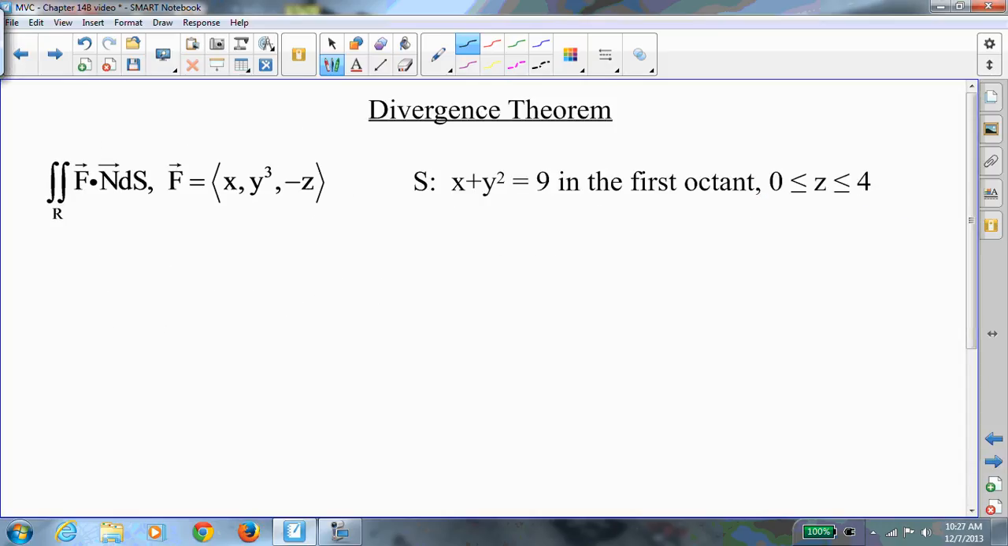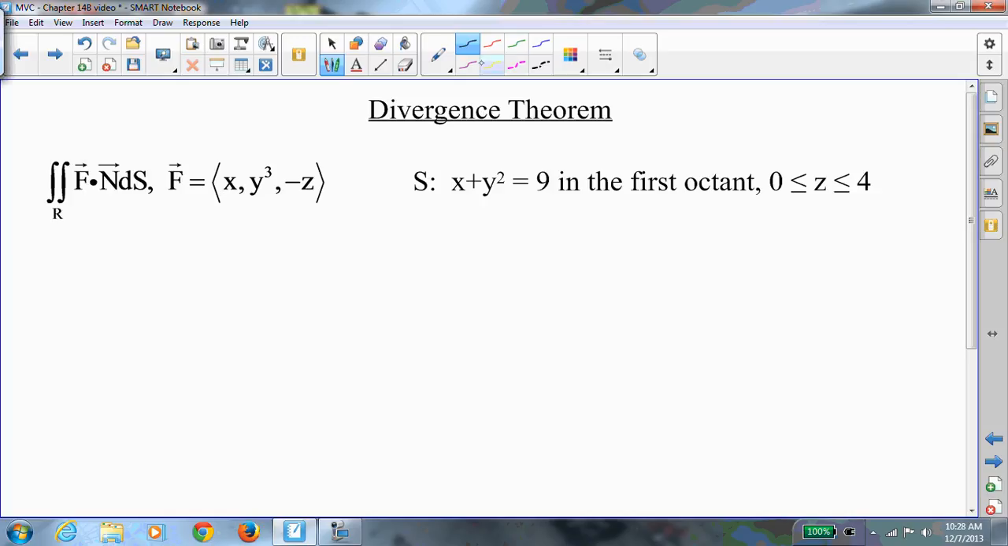Alright, we also learned two special theorems, the Divergence Theorem and Stokes Theorem. Divergence Theorem is when you integrate a surface over a surface, and the surface happens to be a solid that you're working with. And what that means for the Divergence Theorem is you can actually integrate it as a volume integral instead of a double integral.